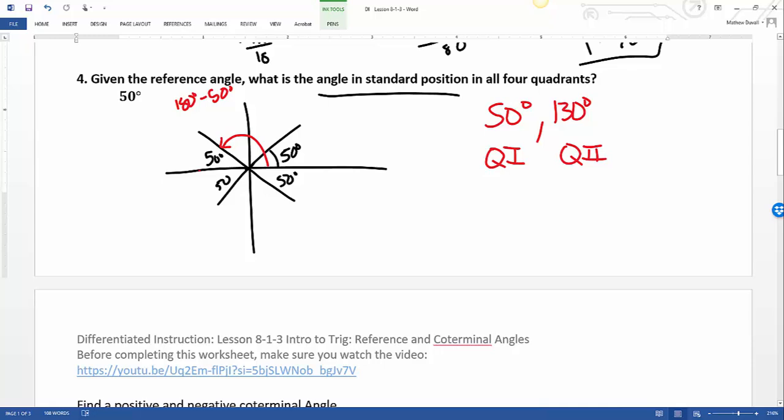This one is going to be 180 degrees plus what my reference angle is. So in quadrant 3, that's going to be 180 plus 50, so that's 230 degrees. And then quadrant 4, I could do the same thing, but if I imagine 360 minus my reference angle, that's going to stop here, which is where I want my rotation to be. So that's going to be 310 degrees.